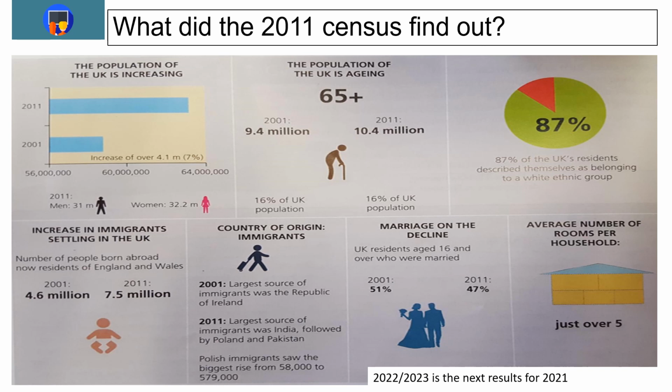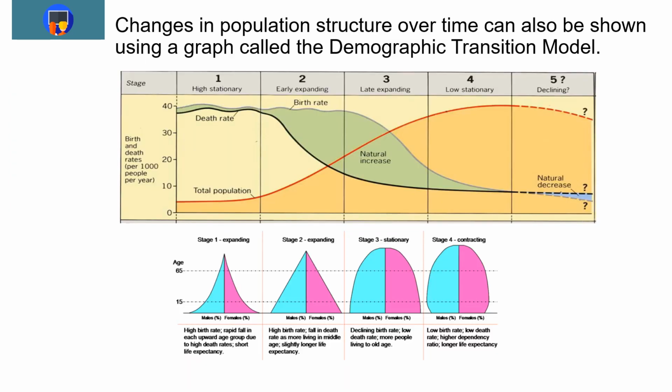Pause the presentation for a minute and just have a little look at the information yourself and make sure you understand what it all shows. On page 8 of your booklet is a graph. This graph is called the demographic transition model. It shows changes in population structure over time, and it's basically a line graph.